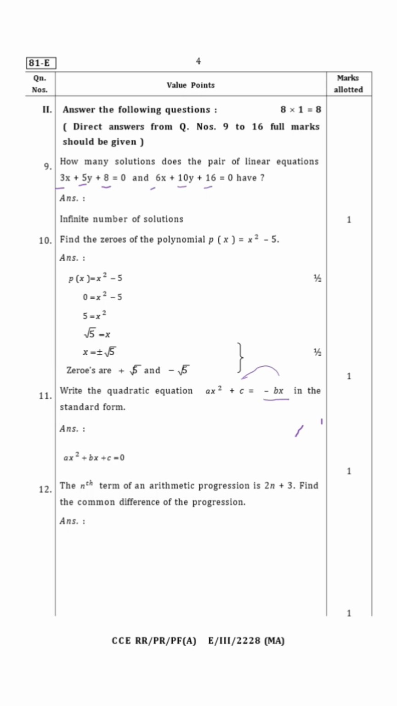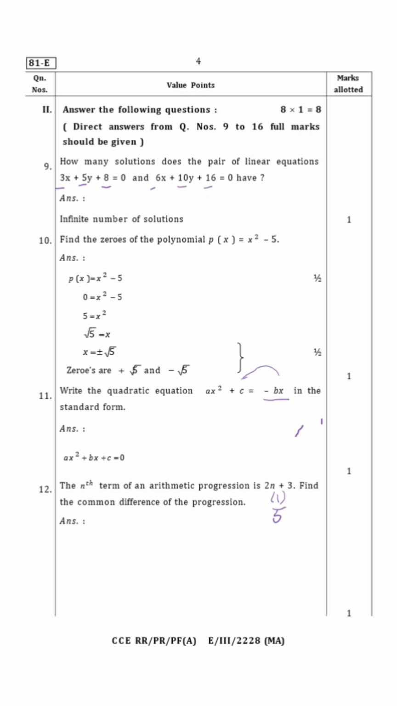The nth term of the progression is 2n plus 3. Find the common difference of the progression. Here we have to put 1 instead of n to find the first term, because d, the common difference, is a2 minus a1, that is, second term minus first term. Now let us find the first term. 2 into 1 is 2, plus 3 is 5. 5 is the first term.